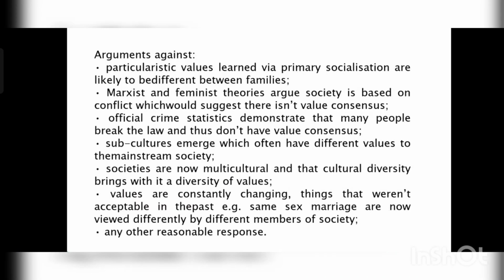Okay, now if we see the arguments that are against, that we are not able to achieve value consensus in society, what are the points? Particularistic values learned via primary socialization are likely to be different between families. You can say that not all of the families teach their children certain values.